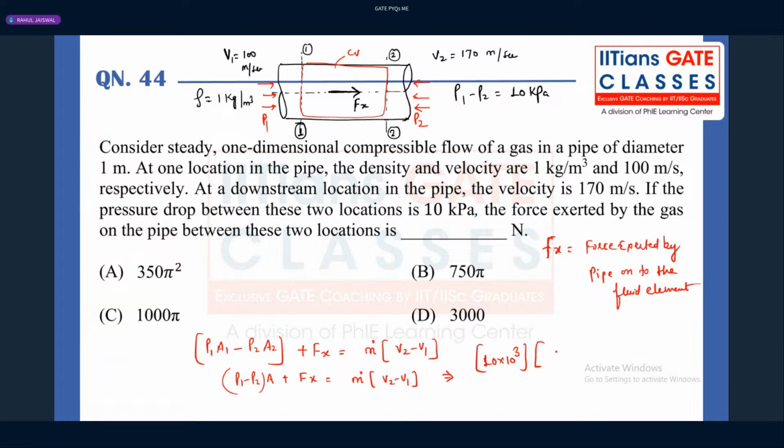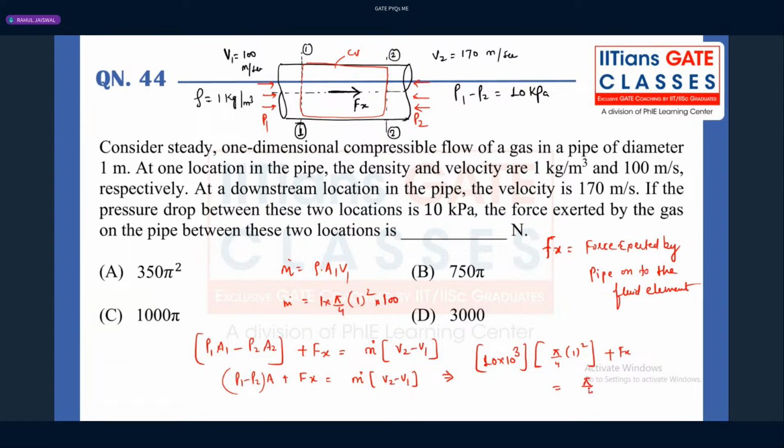What is the area, guys? Area must be what, guys? Pi by 4 d square. But what should be the diameter here? 1. Plus Fx. That must be equal to mass flow rate. What is the mass flow rate? Rho into A1 into V1, which is equal to what, guys? 1 into pi by 4 d square, which is 1 square, into V1. V1 is nothing but 100.